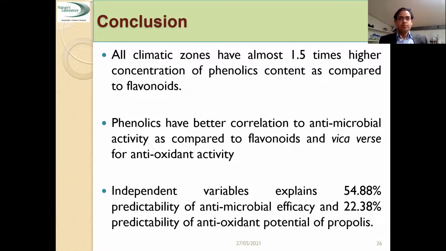Ultimately, to conclude, what we found in our study was that from all climatic zones, the phenol content was higher than the flavonoid content, almost 1.5 times, and the correlation between phenolic content and the antimicrobial activity is better, and vice versa for flavonoids and antioxidant activity. So the independent variables in our model explain 54.88% of antimicrobial efficacy and 22.38% of antioxidant potential of the propolis.